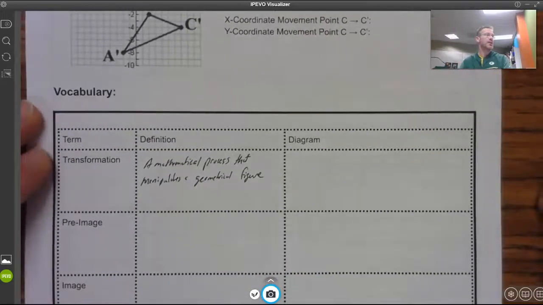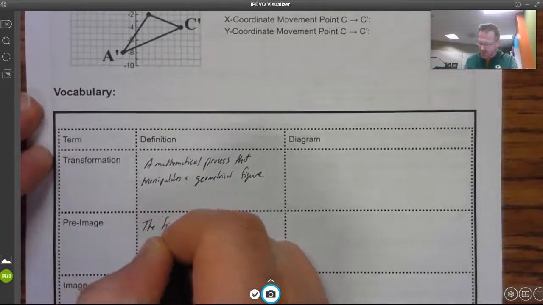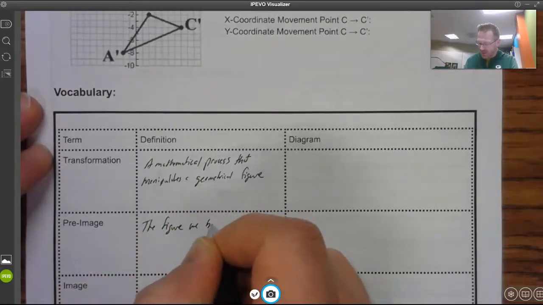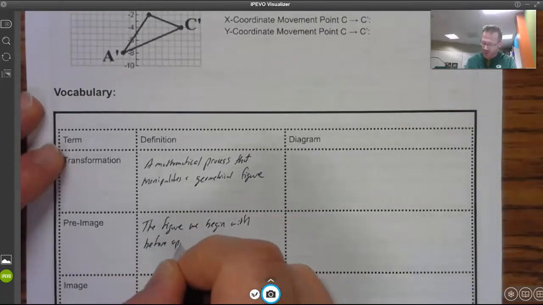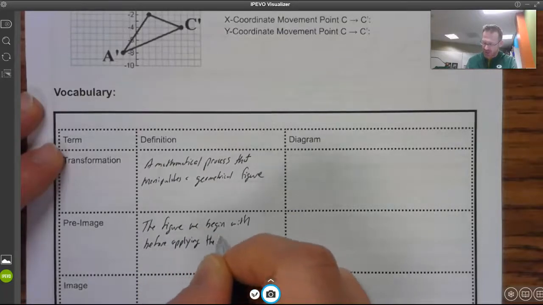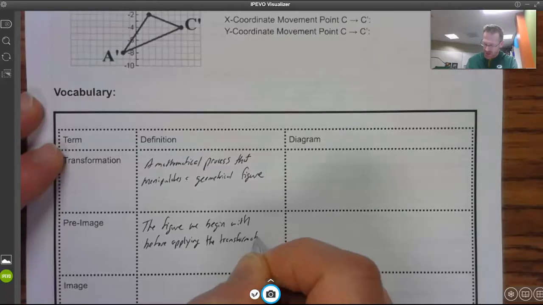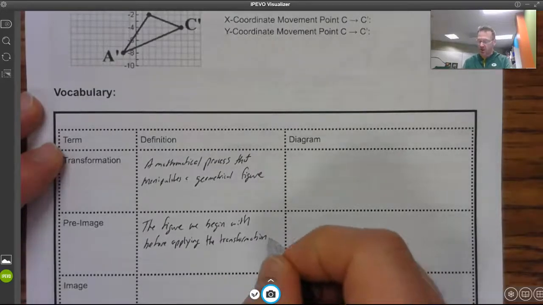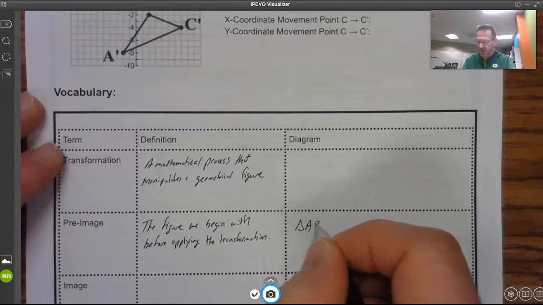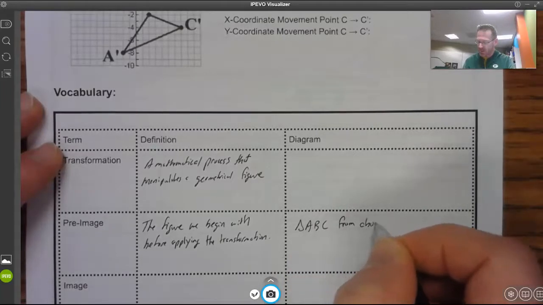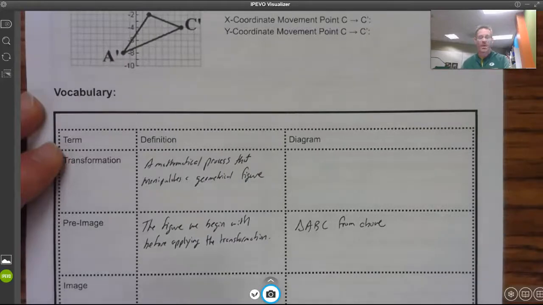A pre-image is the figure we begin with, before applying the transformation, whatever transformation we are implementing. We're going to talk about 3 different ones in this particular unit: translation, reflection, and dilation. So the figure we begin with before applying the transformation is, from our opener, triangle ABC. Typically our pre-image is just going to be regular capital letters.